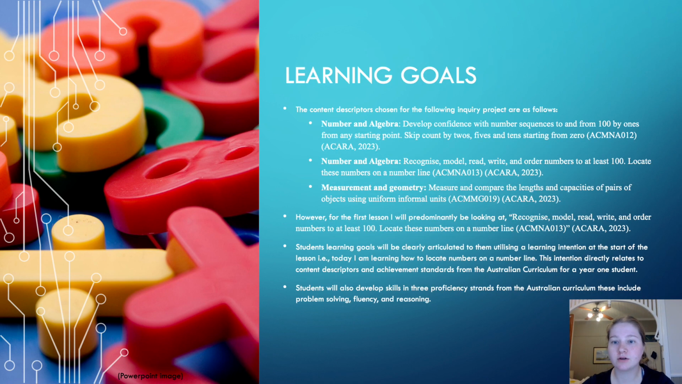Learning goals. The content descriptors chosen for the following inquiry project are as follows. However, for the first lesson, I will predominantly be looking at recognize, model, read, write, and order numbers to at least 100, locate these numbers on a number line. Students' learning goals will be clearly articulated to them utilizing a learning intention at the start of the lesson, i.e., today I'm learning how to locate numbers on a number line. This intention directly relates to content descriptors and achievement standards from the Australian curriculum for a year one student. Students will also develop skills in three proficiency strands from the Australian curriculum. These include problem solving, fluency, and reasoning.